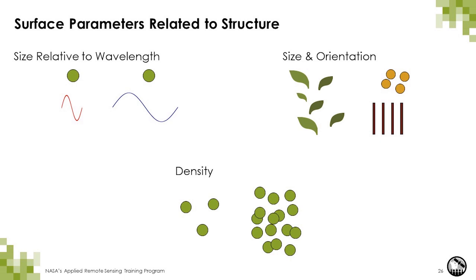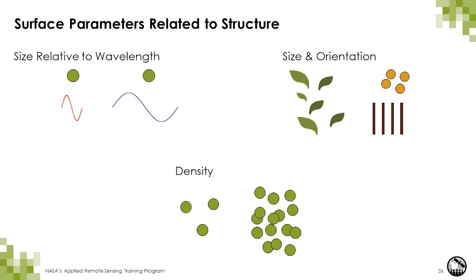There are three parameters related to structure: size relative to wavelength, size and orientation, and density. Again, the length of the wave will determine how it interacts with surface objects. So size relative to wavelength defines the surface roughness. If, for example, you have wind ripples on the surface of the water that are relative to the wavelength, then that surface will appear rough. Remember that the darker the pixel, the smoother the surface in relation to the wavelength. And as the surface roughness increases, the backscatter intensity will increase.